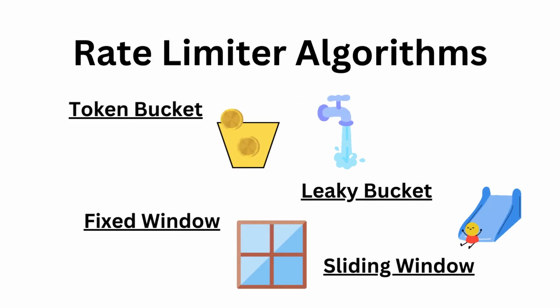There are many rate limiting algorithms, such as the token bucket algorithm, the leaky bucket algorithm, fixed window algorithm, or the sliding window algorithm, and many more. Each algorithm handles request limits differently. We won't be going over all of them in this session. Instead, we will explore the token bucket algorithm.